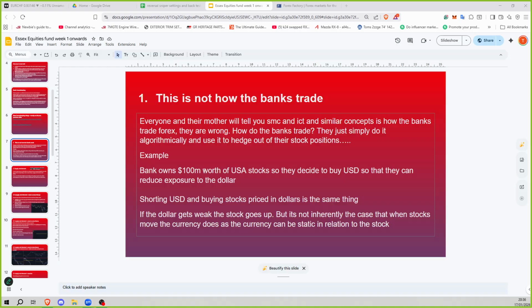All they're going to do for trading Forex is hedge out positions. If they have 100 million in USA stocks, then they'll decide that they can start playing with the dollar itself to reduce their leverage and exposure. Playing with stocks and currencies is a lot easier to reduce risk.